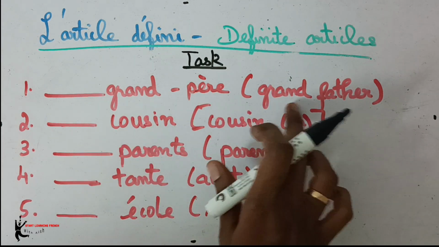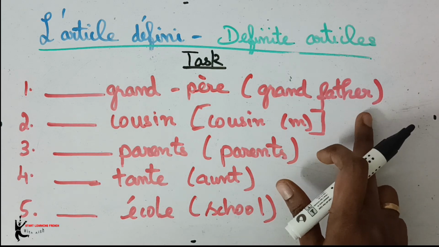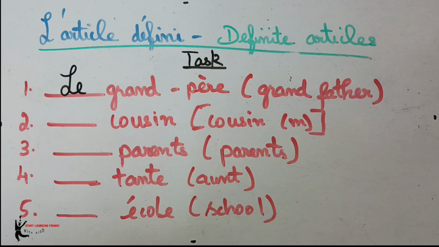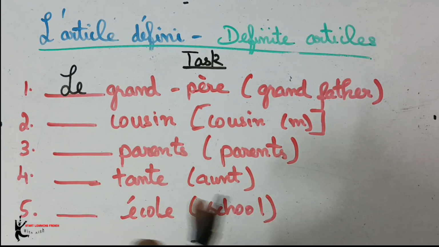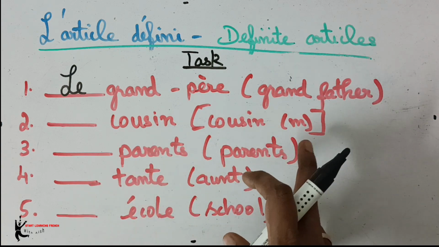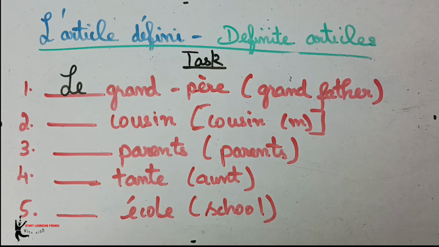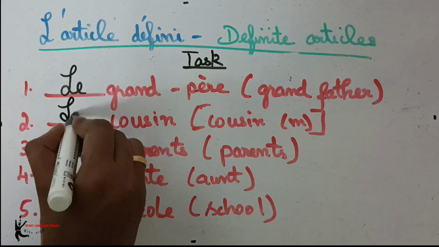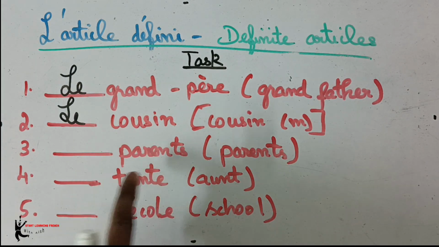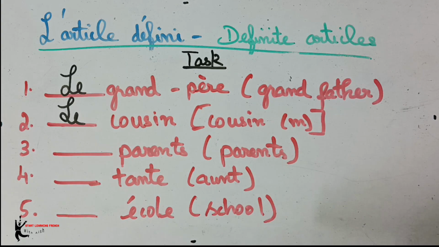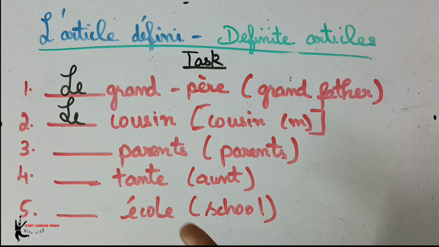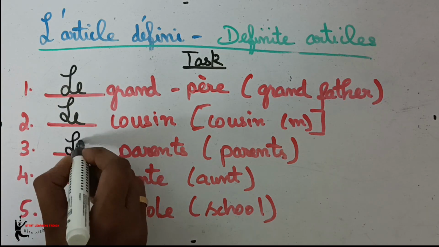Grand-père means grandfather. So it's absolutely a masculine singular, so you have to use an article definite le. It's clear? The next one, cousin. I told you the masculine cousin also. So what you have to use? Yes, here also le cousin, the cousin. The next one, dash parent. Parent means parents, so the last letter with an S. So absolutely it's in a plural form, so I have to use an article definite les.